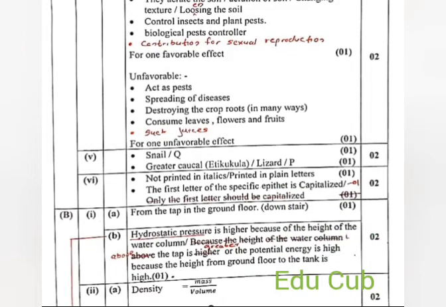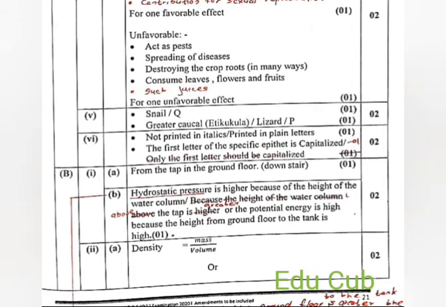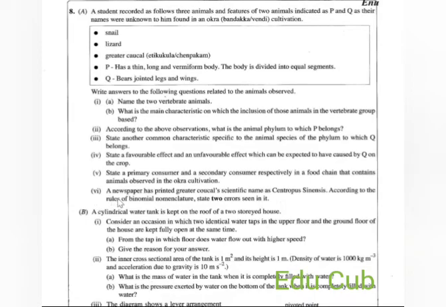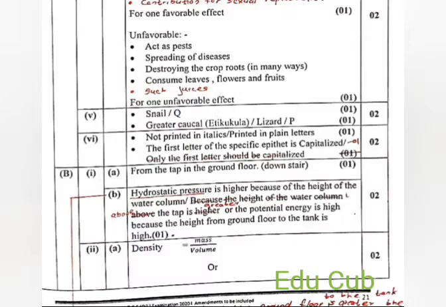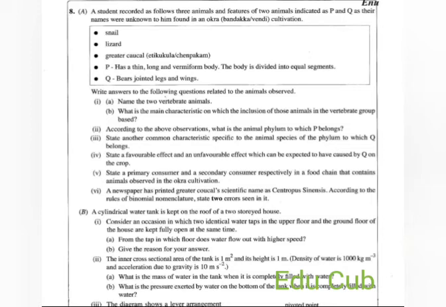Snail or greater coucal. Six, a newspaper had printed greater coucal's scientific name as Centropus sinensis. According to the rules of binomial nomenclature, state two errors seen in it. Errors are: it is not printed in italics, and the first letter of the specific name is capitalized. So these are the errors seen in it.